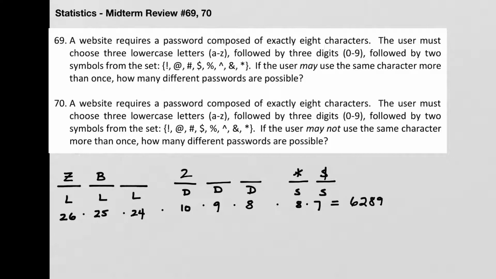And when I do that, I get 628,992,000. So less choices than the previous possibility. So if we don't allow repeated digits or characters, then you do end up with less possibilities. And that's how you solve those problems.